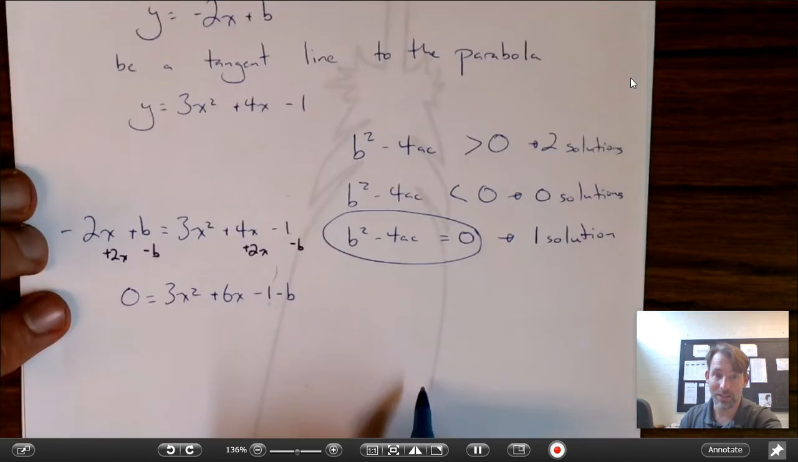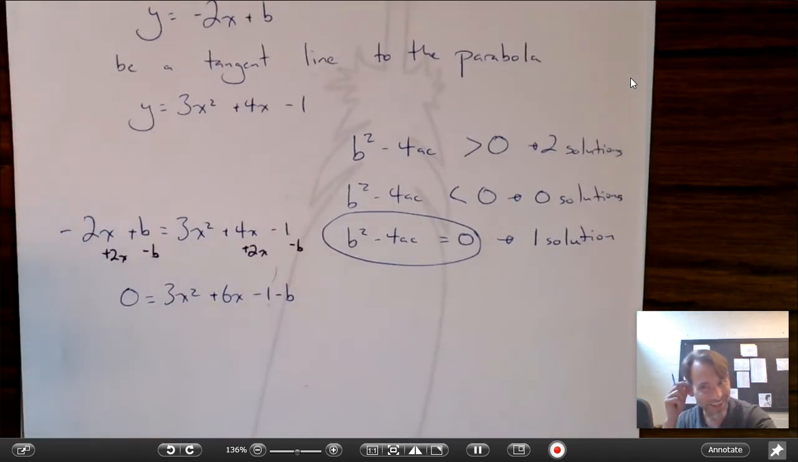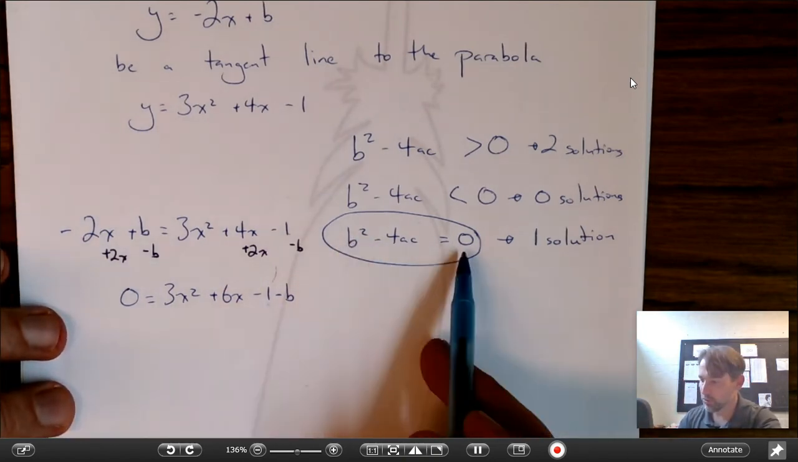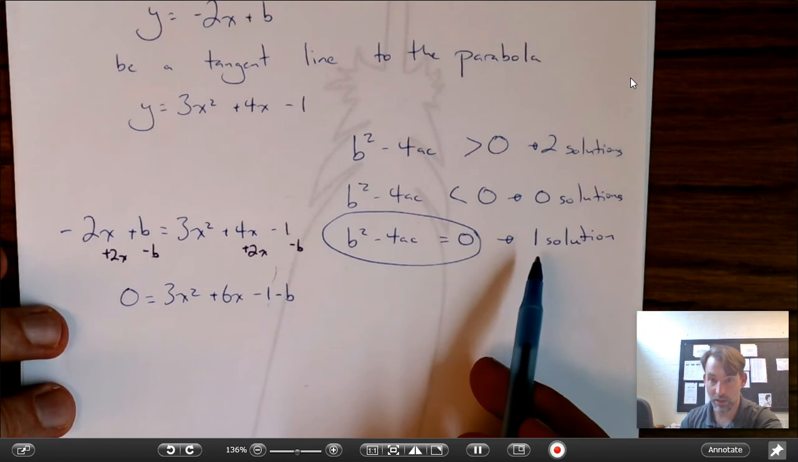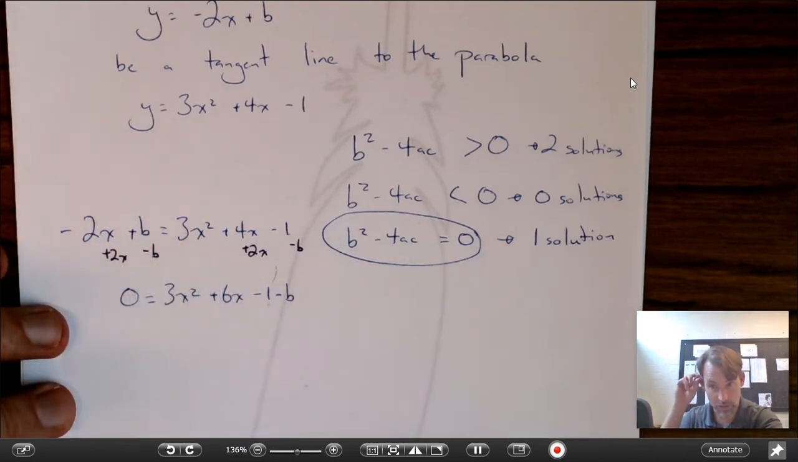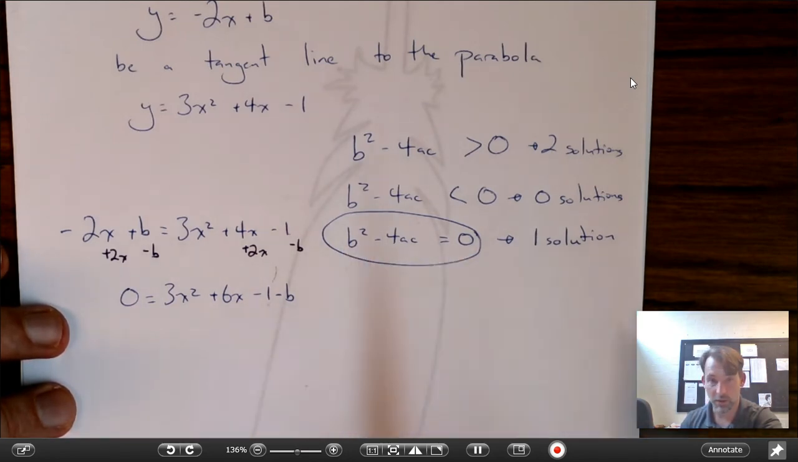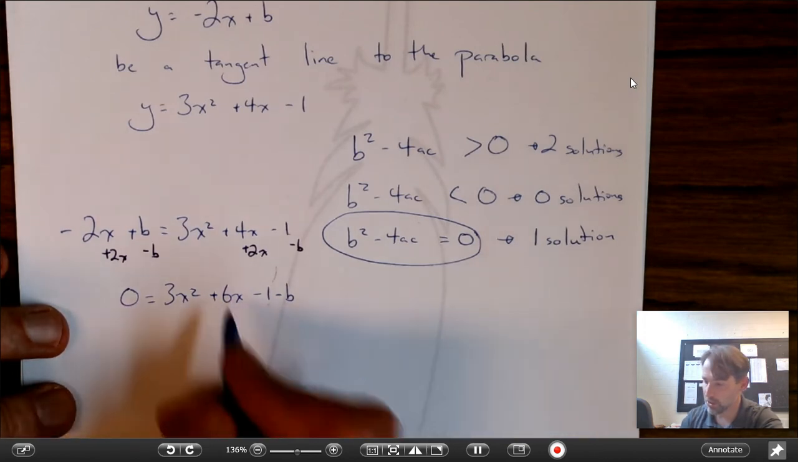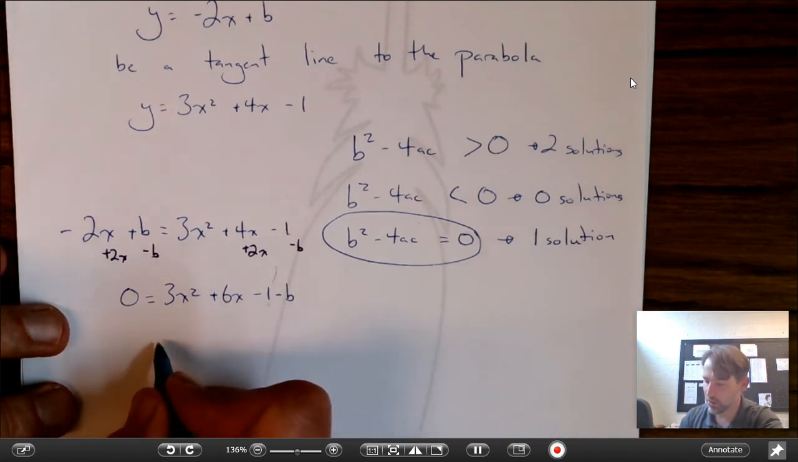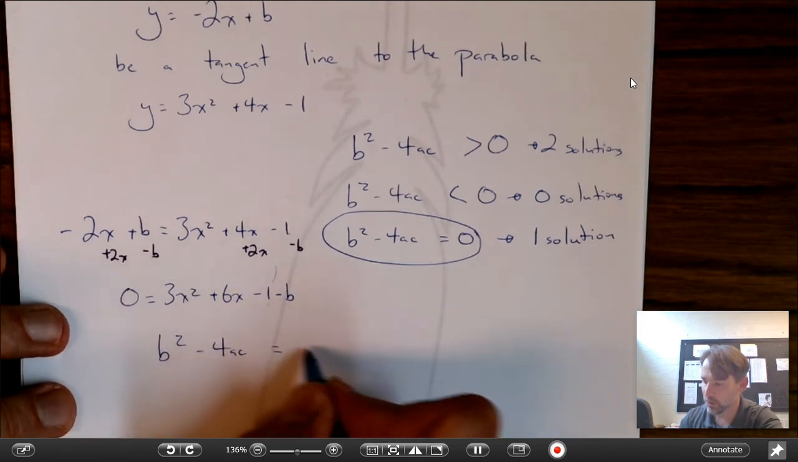Okay, now let's see what b is going to be when I crank it into the discriminant. All right, so now if I know that the discriminant has to be 0, because I want this line to touch this quadratic in 1 point and only 1 point. So that means there should be 1 solution to this and not 2 and not 0. So that means this has to be 0. So let's put that in there. I'm just going to write out the discriminant. b squared minus 4ac is equal to 0.